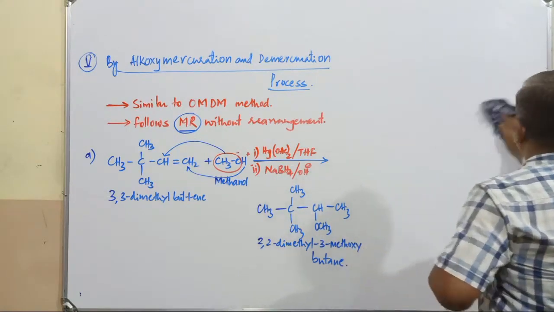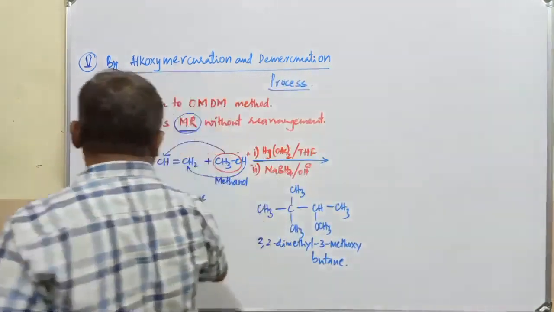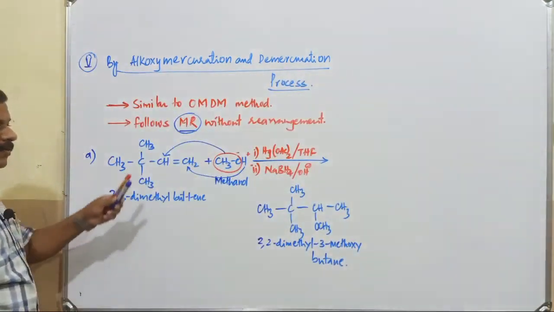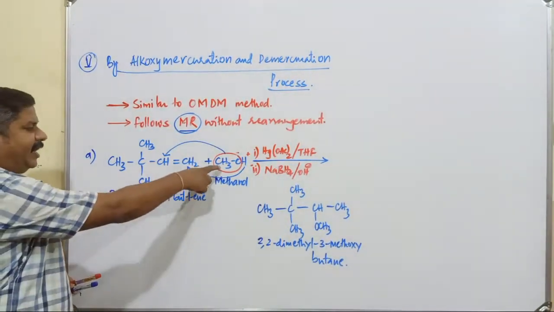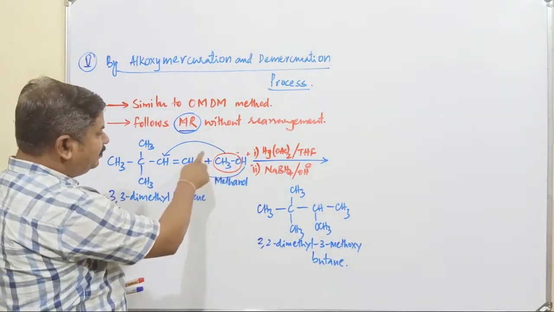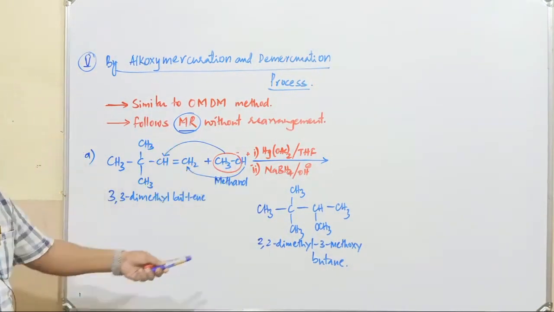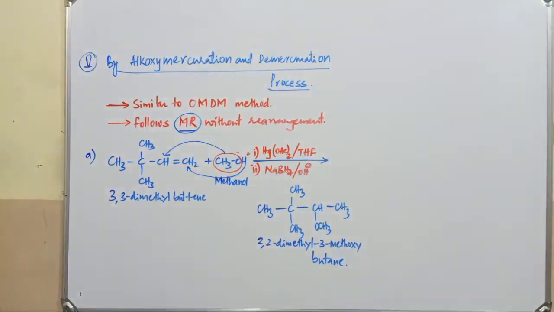Is it clear? It is very similar to the oxymercuration-demercuration process. It follows Markovnikov's rule without any type of rearrangement. The negative part of the adding molecule adds to the carbon atom having the least number of hydrogen atoms, and H+ is added to the carbon atom having more hydrogen atoms, and this compound is produced. Copy this one first.